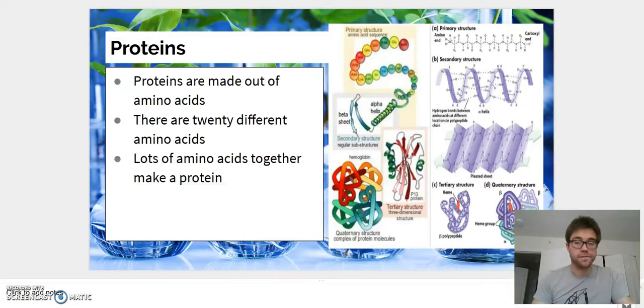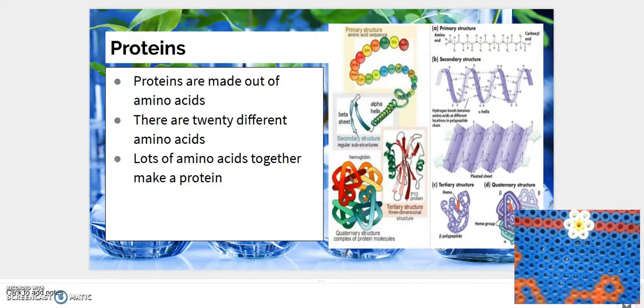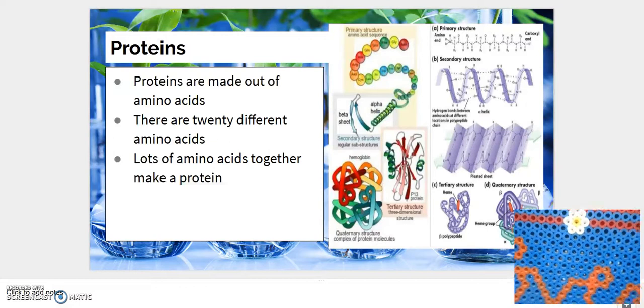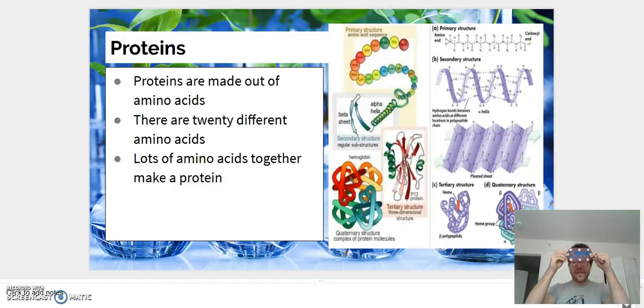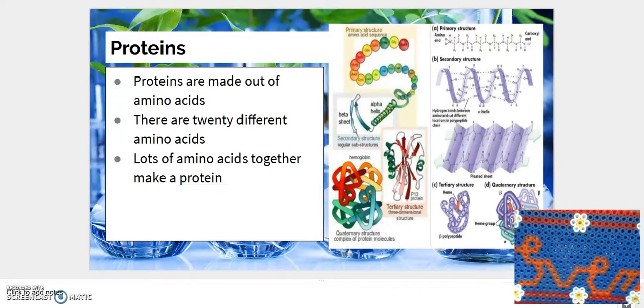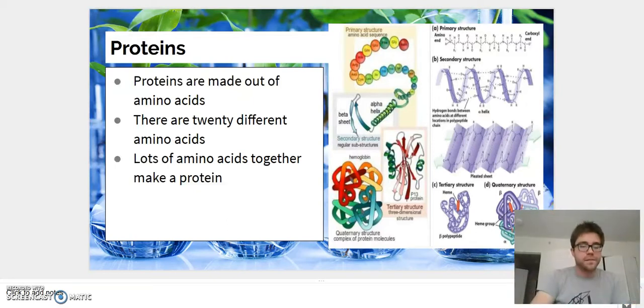So, for example, let's say this is a protein. We see a protein, it's a whole thing, right? But if we take a microscope and we zoom in on this protein, we see that the protein is made up of many different amino acids. If we zoom out, you can't see them. It looks like one big protein. But if we zoom in, we see that this protein is made up of many different amino acids.